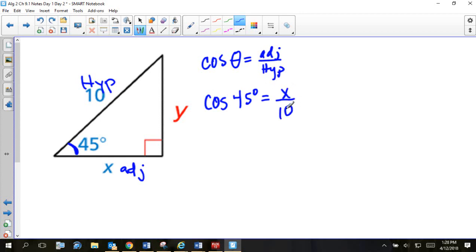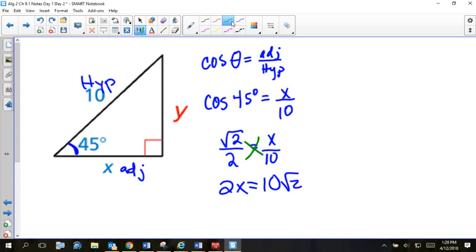45 degrees is a special one. So we say, what is the cosine of 45 degrees? Brooke, can you tell me what it is? It is square root of 2 over 2, or radical 2 over 2. And so we say radical 2 over 2 equals x over 10. And we cross multiply, and we get 2x equals 10 square root 2. Divide by 2. X is 5 square root 2.